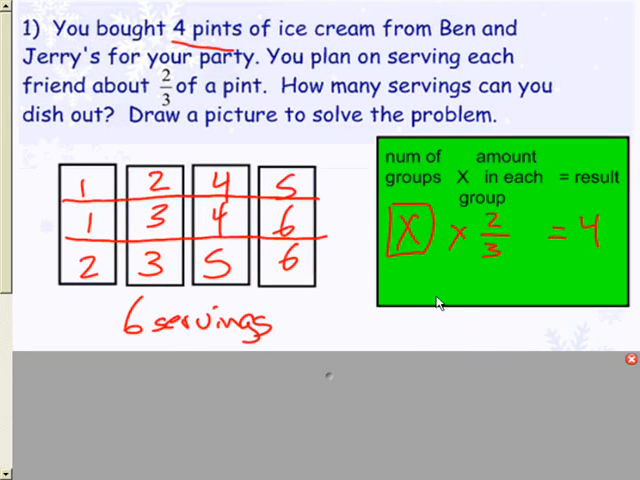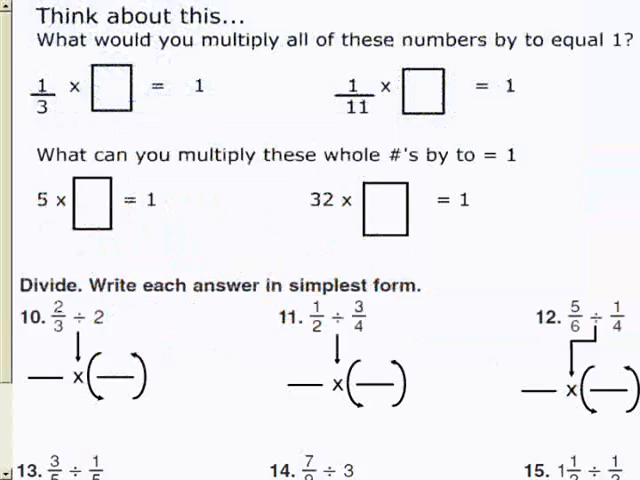So you can see this as a multiplication problem. X times 2/3 equals 4. But now remember that division is just the opposite of multiplication, just like subtraction is the opposite of addition. So we could also rewrite this as 4 divided by 2/3 equals X. And so later on we will learn how to divide numerically, but for now we see that that's 6 servings. But when you're done with today's lessons, go back to this page, and I want you to solve this numerically and see if you get the same answer.